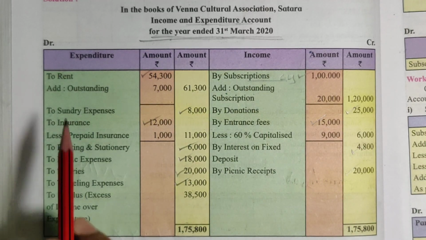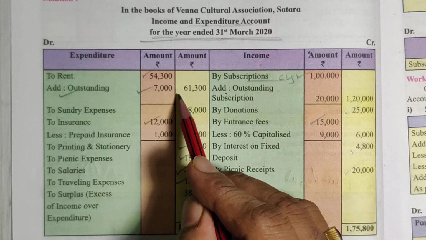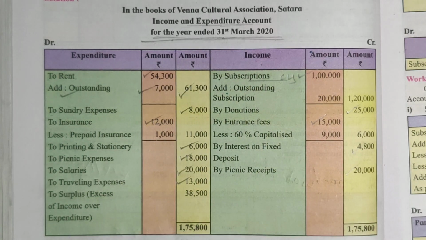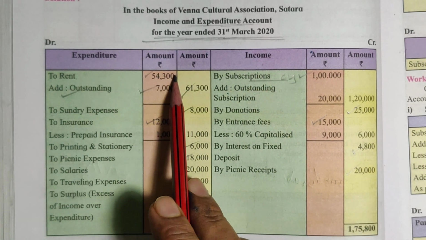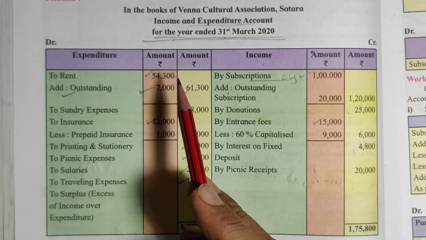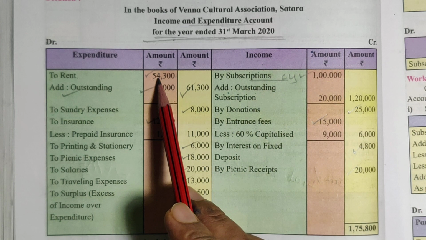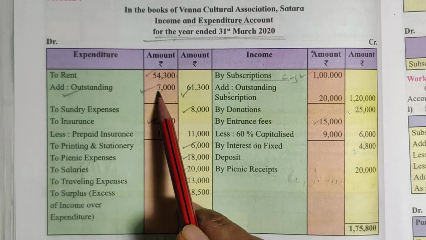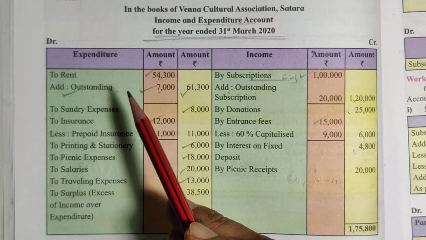We will add to the rent, add outstanding rent rupees 7,000. So total rent for the year is 61,300. Out of this, rent of rupees 54,300 has already appeared in the receipt and payment account payment side, means this is the rent which is already paid, and this is the rent unpaid or outstanding. Its second effect will go to balance sheet liability side, but not in this question.